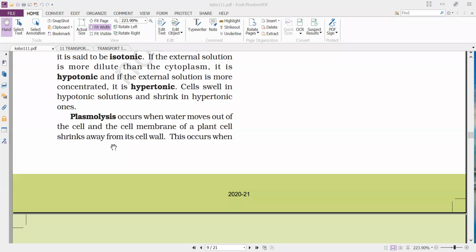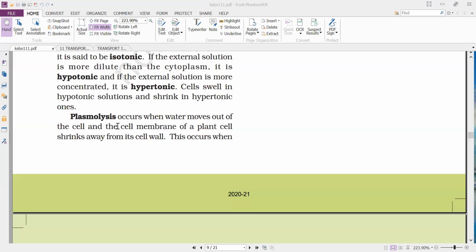This phenomenon of development of wrinkles, the shrinking of the plasma membrane when you place a plant cell in a hypertonic solution, is nothing but called plasmolysis. This phenomenon of development of wrinkles or shrinking of the plasma membrane after separating from the cell wall, when the plant cell is placed in a hypertonic solution, we are calling plasmolysis.